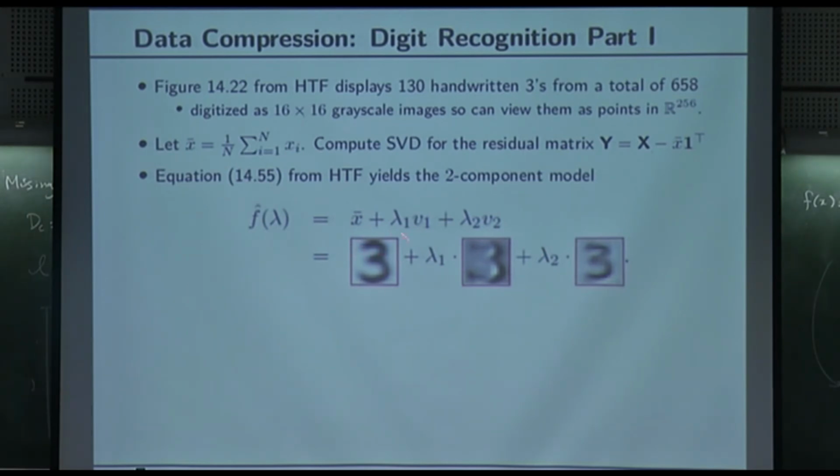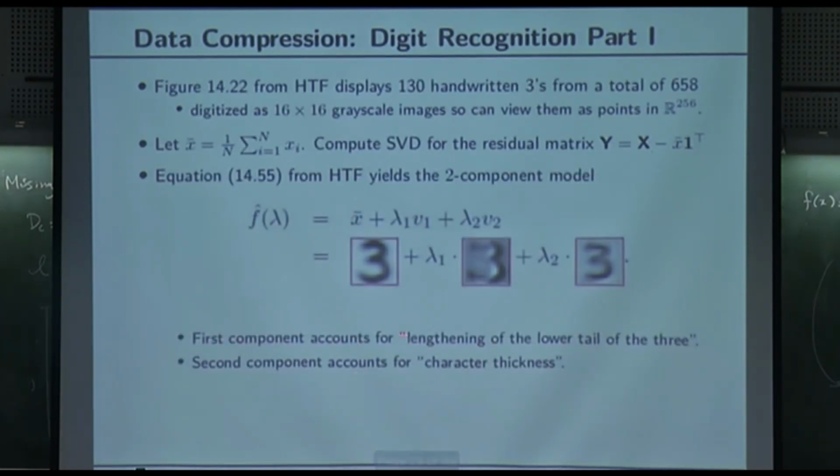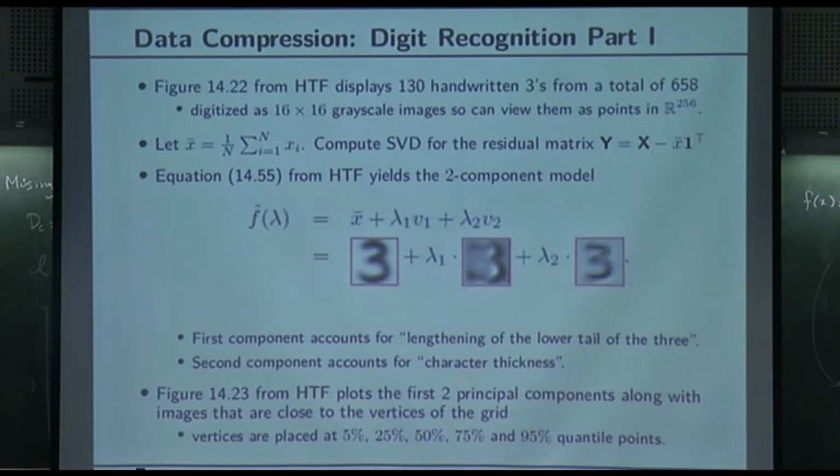So that's the mean. This is what is happening along the first one, this is what is happening along the second one. The first component accounts for the lengthening of the lower tail, so it's sort of increasing the tail, upper tail and lower tail. The second component accounts for the character thickness. And they plot the first two principal components along with images that are closest to the vertices of the grid at the 5%, 25%, 50%, 75% and 95% quantiles.